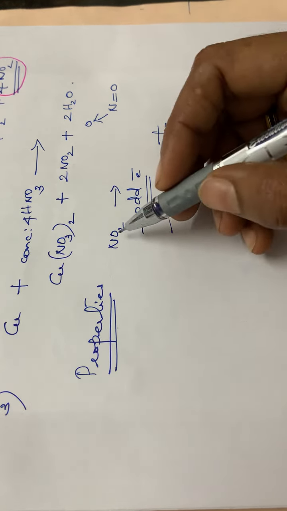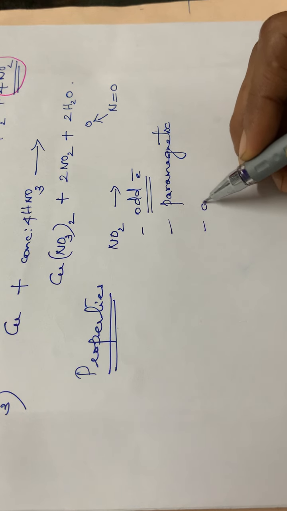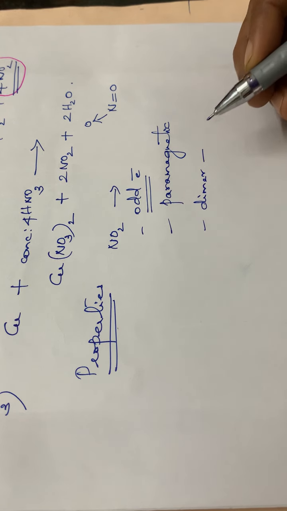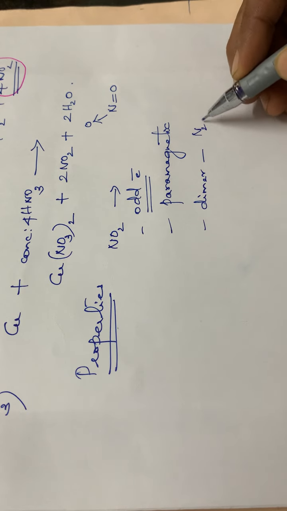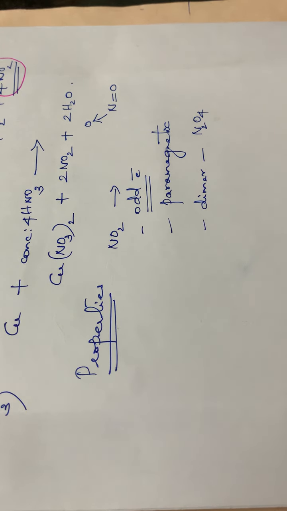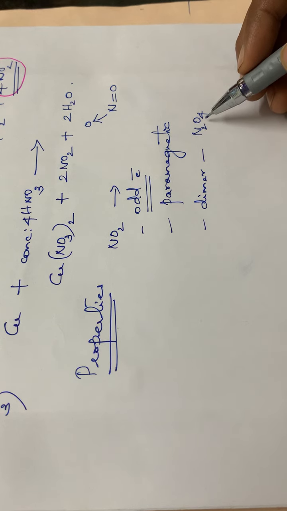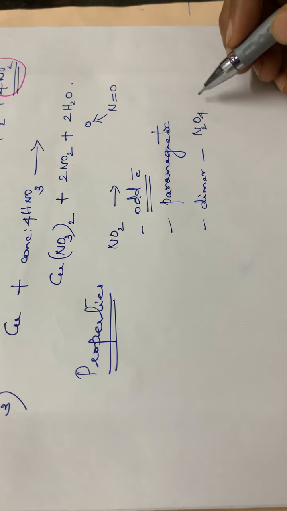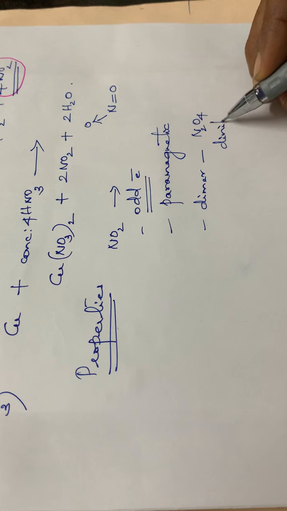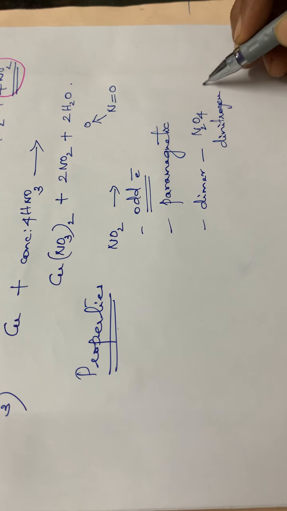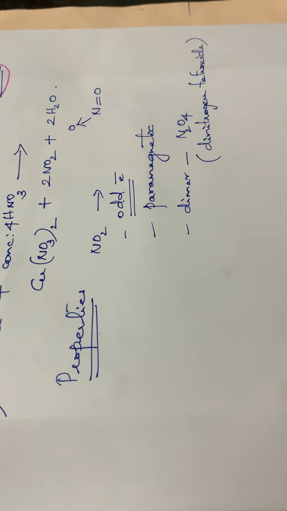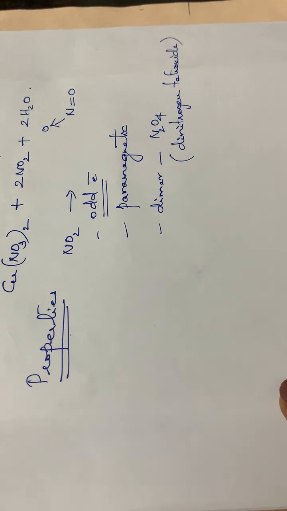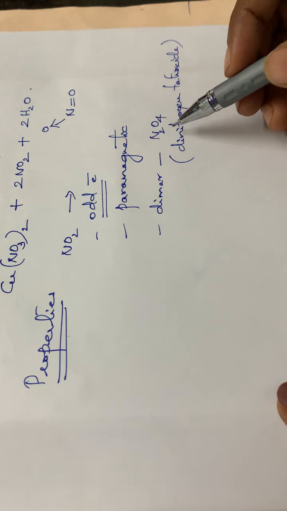Normally this NO2 molecule will exist as a dimer. And what about the dimer? Dimer means 2 times NO2. That means N2O4. That is what is called a dimer. So it will exist as dinitrogen tetroxide. N2O4 means dinitrogen tetroxide.